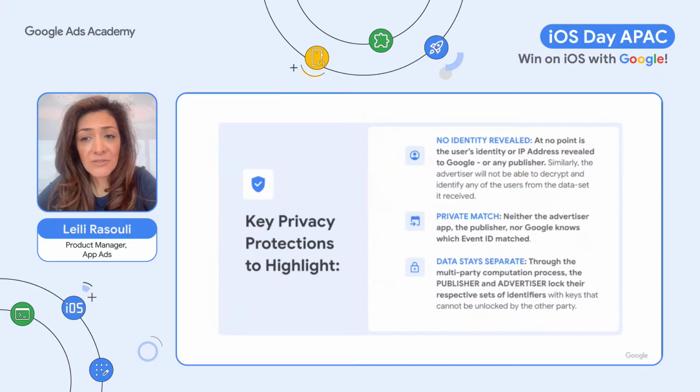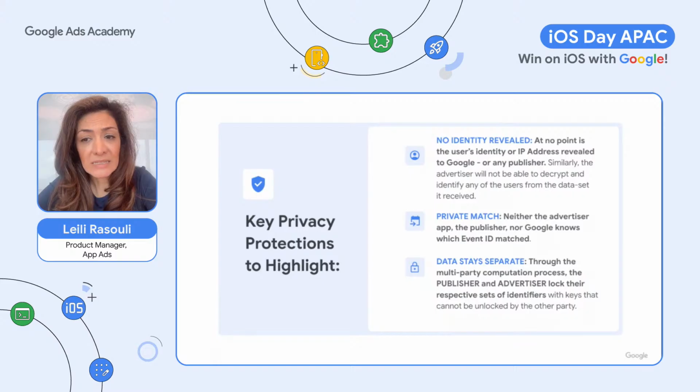With that, user privacy remains top of mind across all of our products. With on-device measurement with Event ID, no identity is revealed. At no point is the user's identity or IP address or data revealed to Google or any publisher. Similarly, the advertiser will not be able to decrypt and identify any of the users from the data set it receives. It is also private match. Neither the advertiser app, the publisher, nor Google knows which event ID matched.